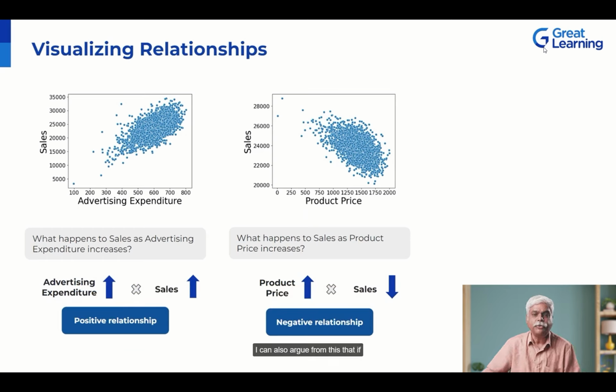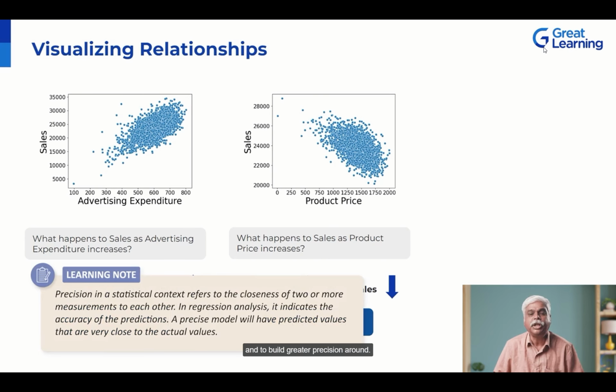I can also argue from this that if product price goes down, then sales would go up, indicating that price may be a key driver for sales. And if I want to increase sales, moving price down is likely again to get me higher sales. These are the relationships that we want to take advantage of to quantify and to build greater precision around.